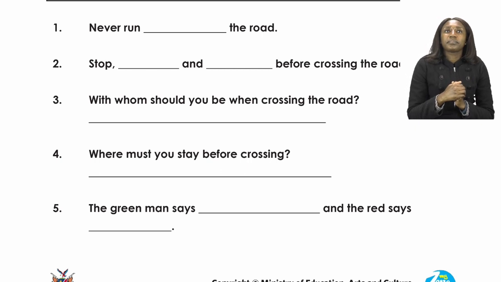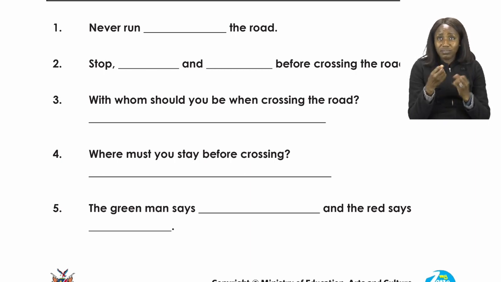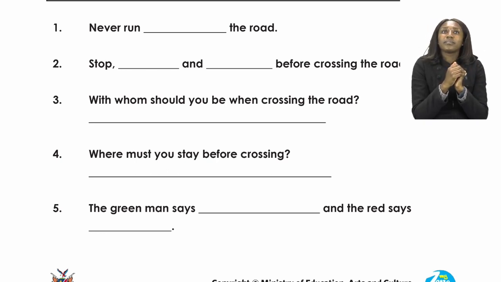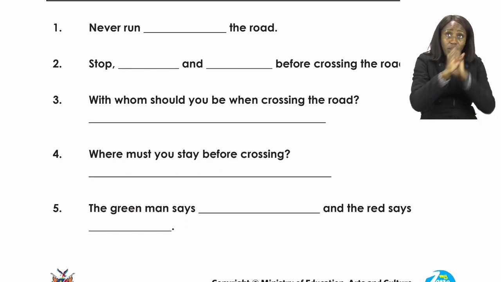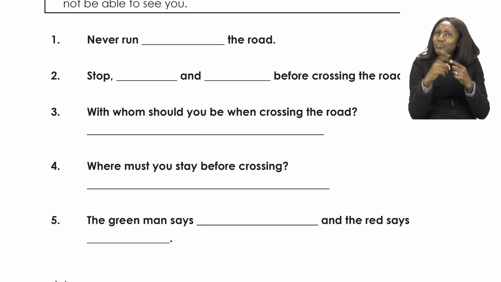Now for the last one, number 5, you won't find your answer in the comprehension passage. Instead, I'm sure most of you already know the answer. This one we get from the traffic light. So pay attention next time when you are at a traffic light so that you know what the green man says and what the red one says.